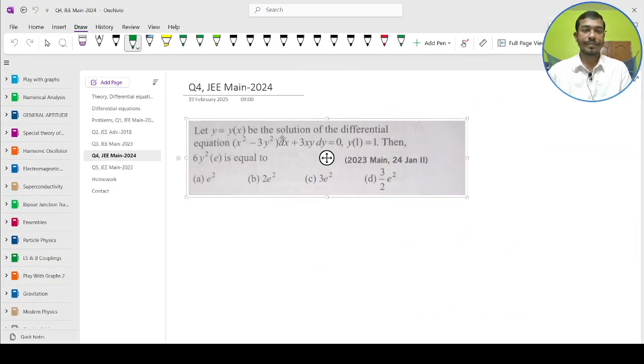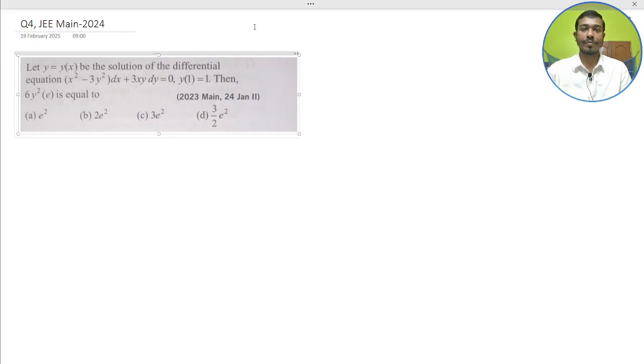Next, go ahead. Question number 4. Very important question. JEE Main 2023 recent question. Let y equal to y(x) be a solution of the differential equation (x square minus 3y square) dx plus 3xy dy equal to 0, y(1) equal to 1. Then you have to find 6y square(e) is equal to what?